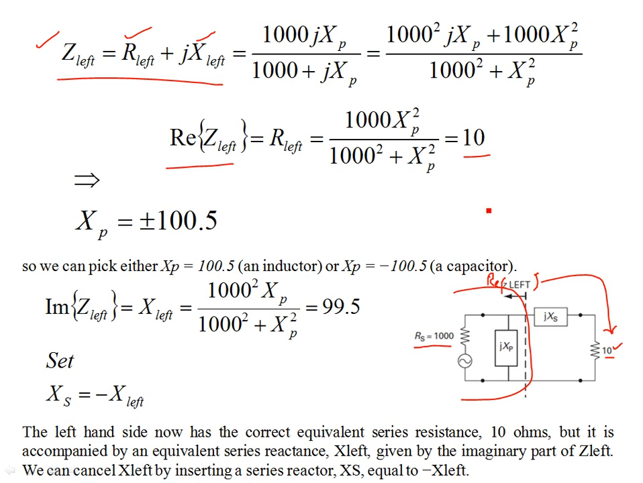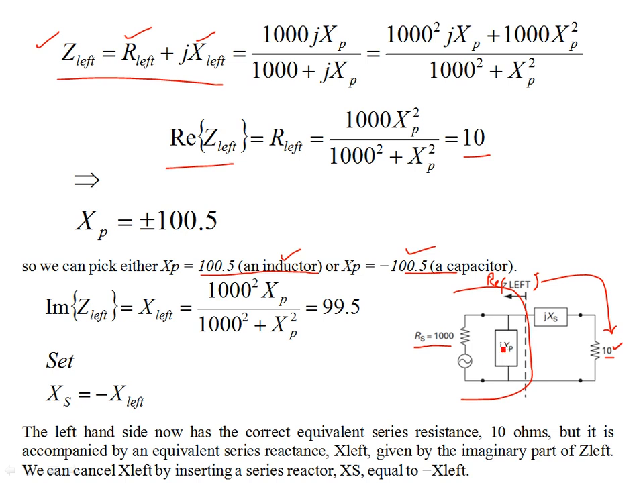Okay, similarly, it is obviously going to produce the reactive part. So the reactive part can be set equal to minus X left. So considering the first equation, you see XP is the only unknown, and XP comes in quadratic. So you have two roots, plus or minus. So this plus or minus implies you can either use, if XP is positive, it's a positive reactance, then it implies an inductor. If it is a negative reactance, of course it implies a capacitor. So you can use either an inductor or a capacitor depending on whatever sign you are using.